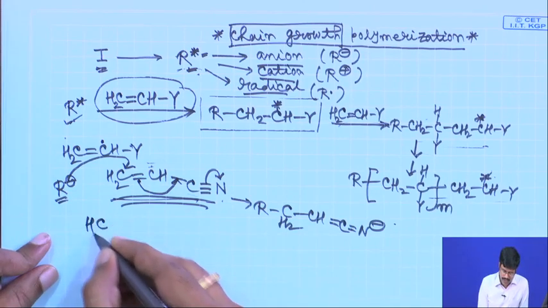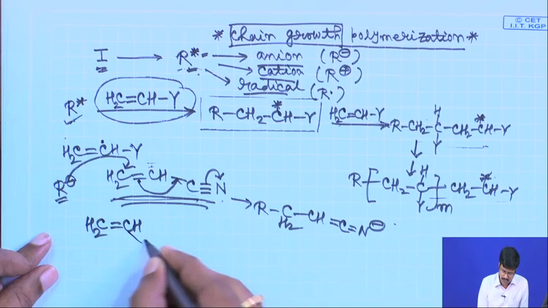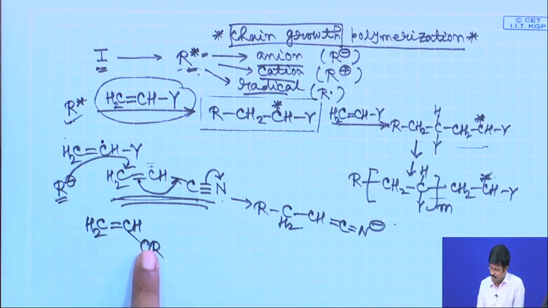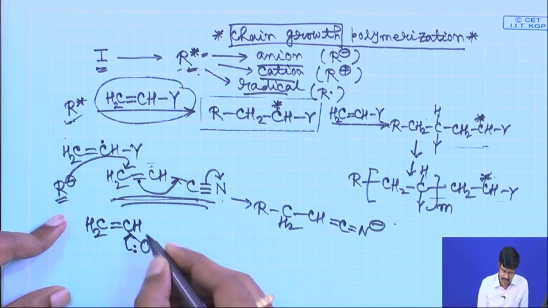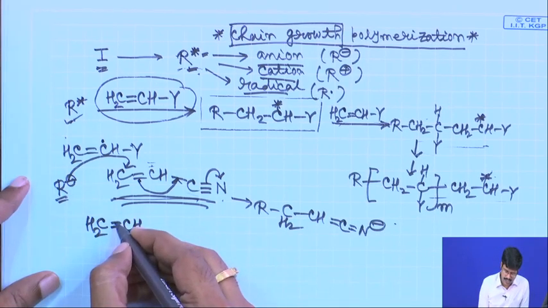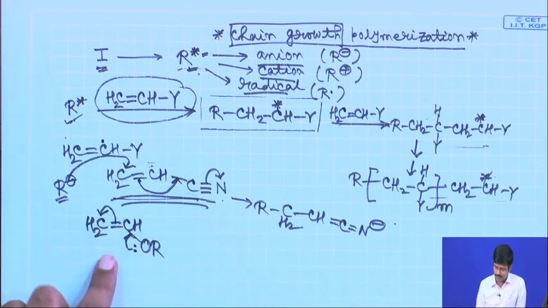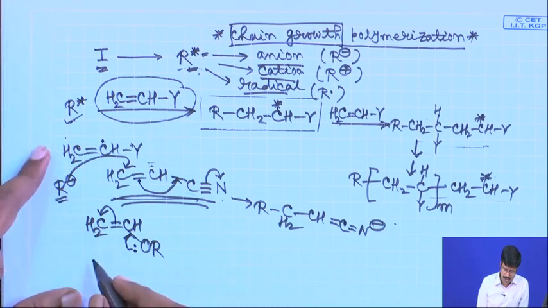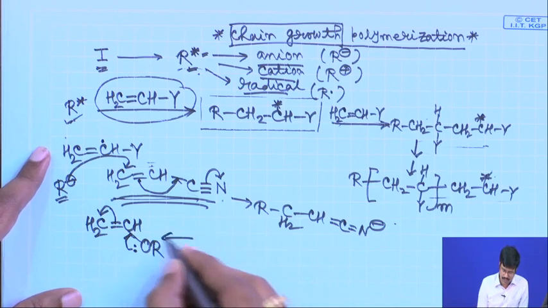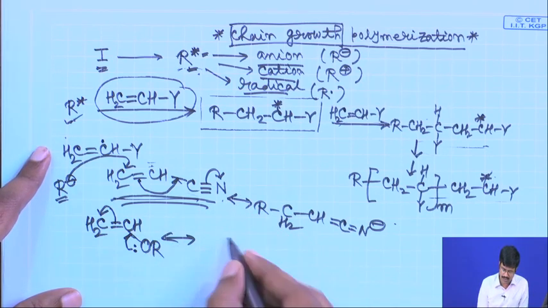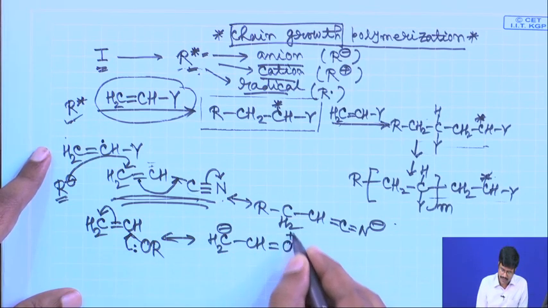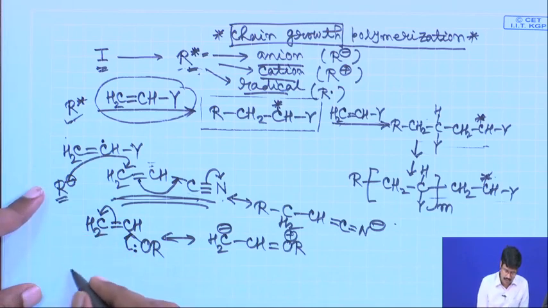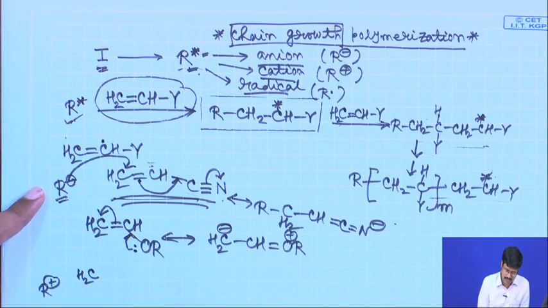If you have a monomer like this, CH2=CHOR, now in this kind of monomer your oxygen can actually donate a lone pair like this, and you may have a negative charge here. So, if you are doing a cationic polymerization, you have a resonance structure, in fact these are resonance structures, which will be CH2 minus, CHOR plus.